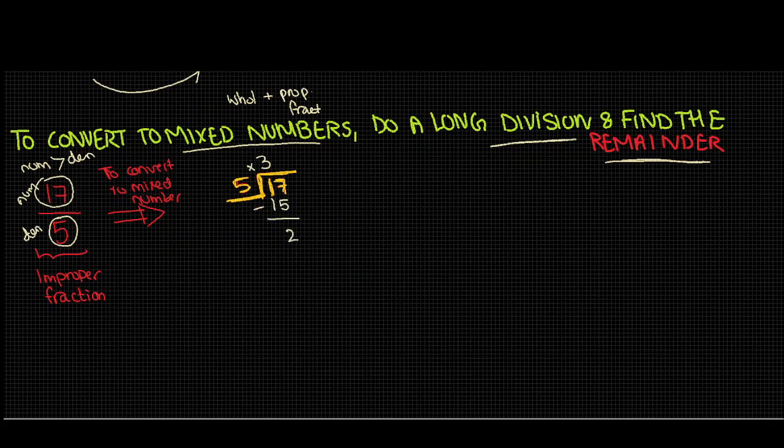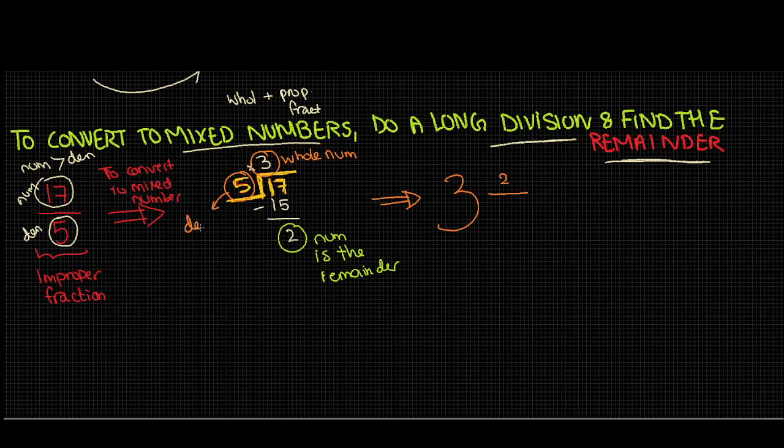So to analyze this, the number that we have here is the whole number. My mixed number will have the whole number 3. And then the numerator would be the remainder, 2, over the number that we are dividing by, which is the denominator, 5. So 17 over 5 is the improper fraction, and when we convert it to a mixed number, it would be 3 and 2 over 5.